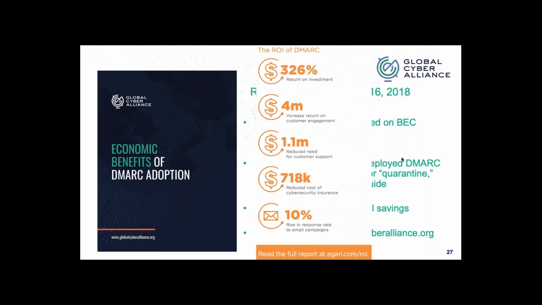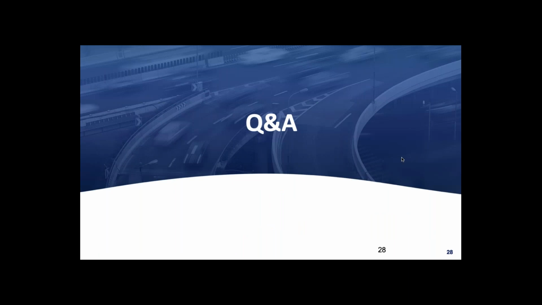Trying to break it down, this is something provided by Agari. Agari pulled these numbers based on 4 organizations from different sectors. Based on their return on investment, they saw a 326% return on investment, $4 million increased return on customer engagement. Why? Because they're not dealing with spam or fraudulent email. 1.1 million reduced need for customer support, because customer support is no longer dealing with phishing emails, or emails that say your domain, but is this real or not. They're dealing with other things they need to. 718K reduced cost of cybersecurity insurance, and a 10% rise in response rate to email campaigns. So don't take just our word for it. Here's something from another vendor or third party that has this information as well.